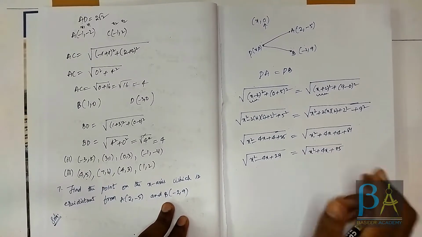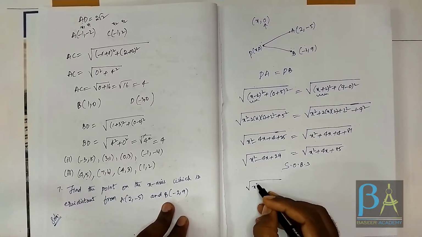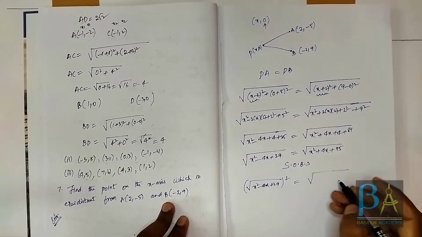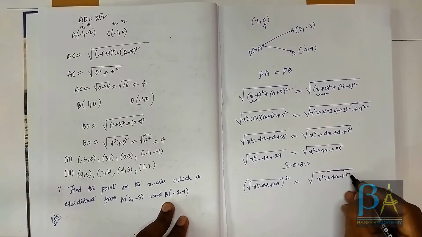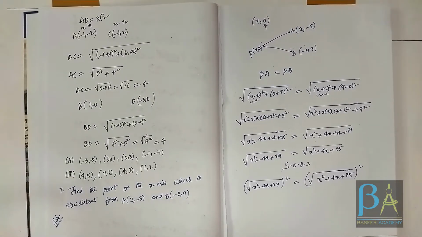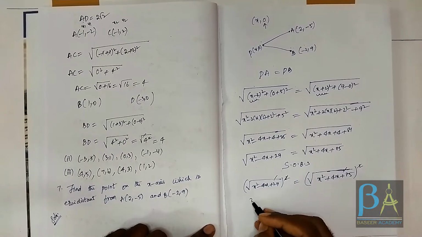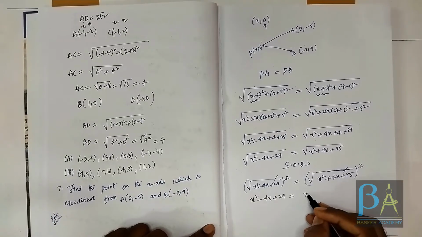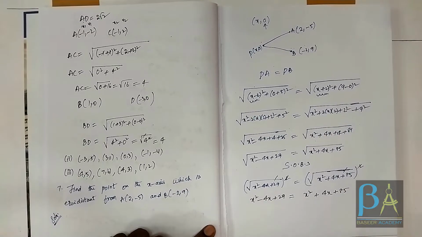To get rid of the square root, let us square on both sides. I'm going to square the left hand side to get rid of the square root, and I'm going to square the right hand side as well. Now what happens? The square and the square root cancel out. And what are we left with? X square minus 4x plus 29 is equal to x square plus 4x plus 85.